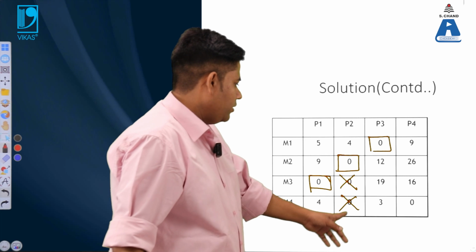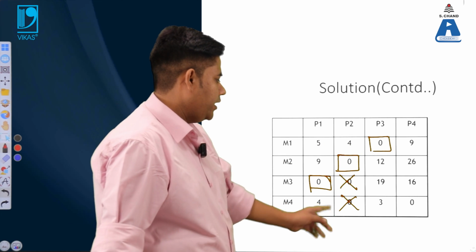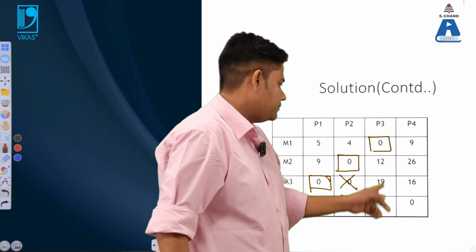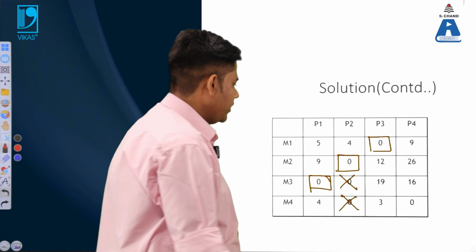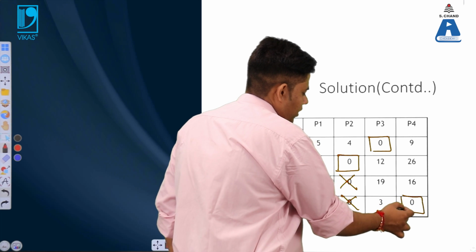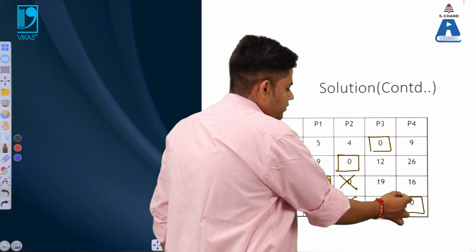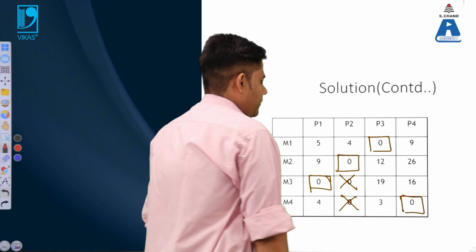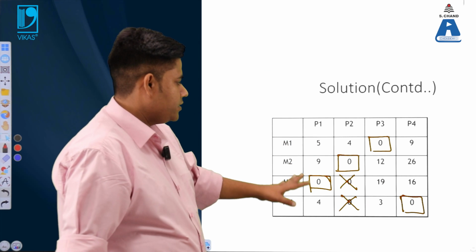In the second column, you are having a 0 that is already allocated. In the third column, there is a 0 that is already allocated. In the fourth column, you have to look for an allocation. There is a single 0 there, so we need to allocate that 0 here. That means all the allocations are done now.